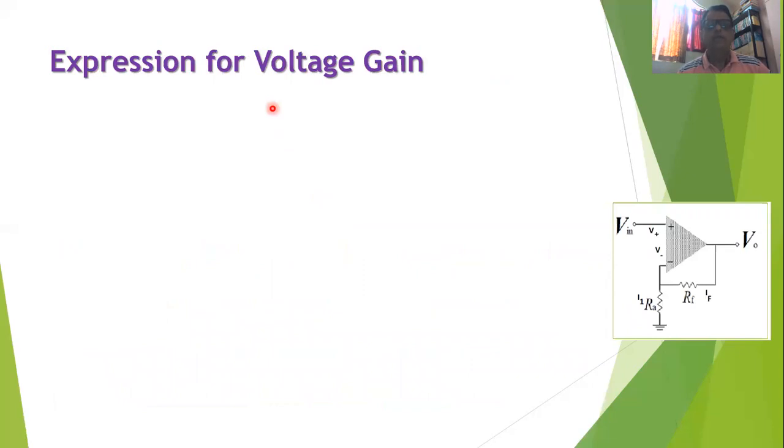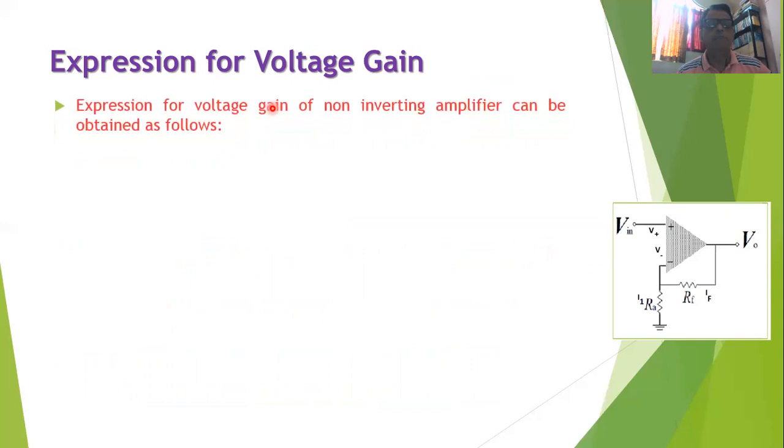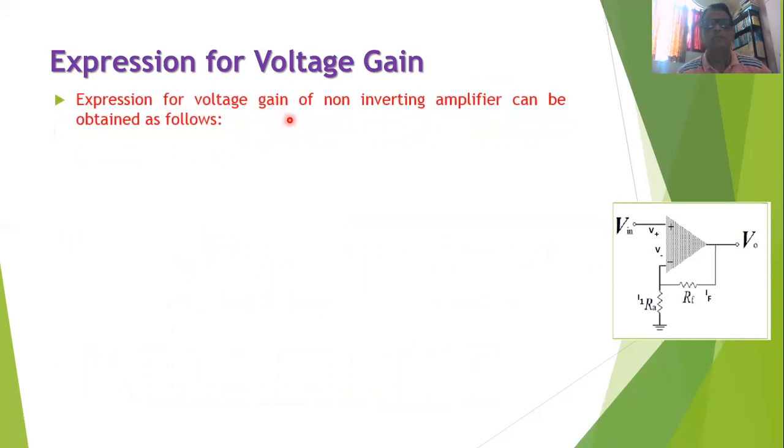Now we can find the expression for the voltage gain of the non-inverting amplifier. The expression for the voltage gain of the non-inverting amplifier can be obtained in 3 steps.